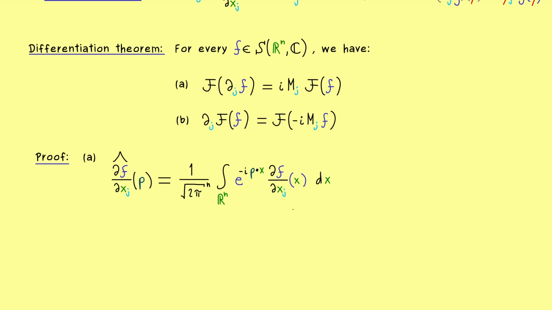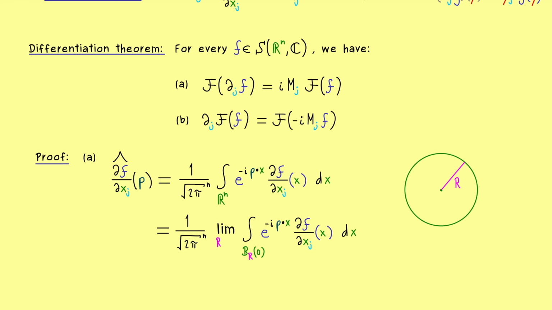But since we know that this integral exists, we can actually approximate it by integrating over a ball. So let's say the ball has radius r, and then we just increase the radius more and more. So clearly in the limit r to infinity, we get out the same value for the integral. Hence, in order to calculate our Fourier transform, we can just concentrate on this integral on the right. And indeed, the advantage of integrating over a compact ball is that we can use the integration by parts formula.